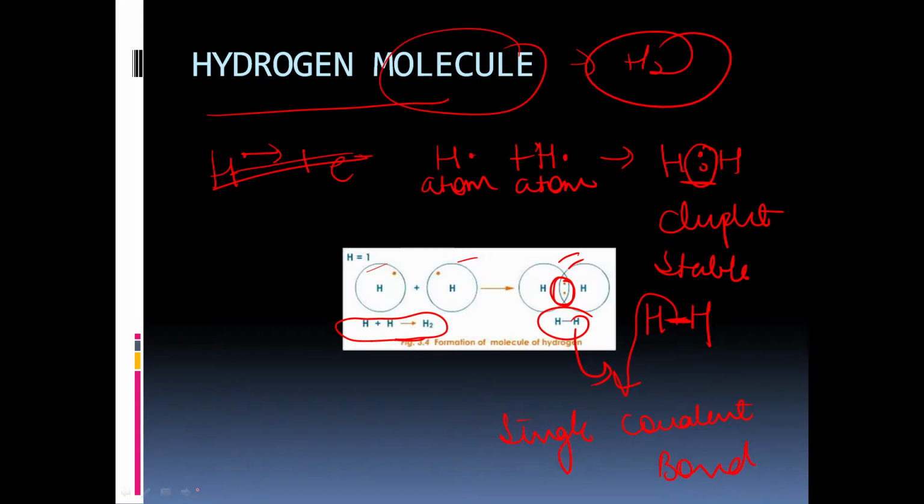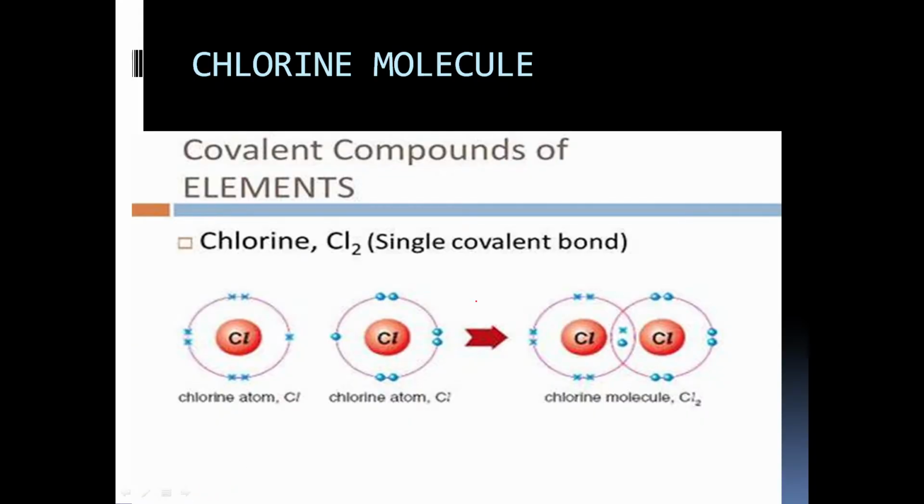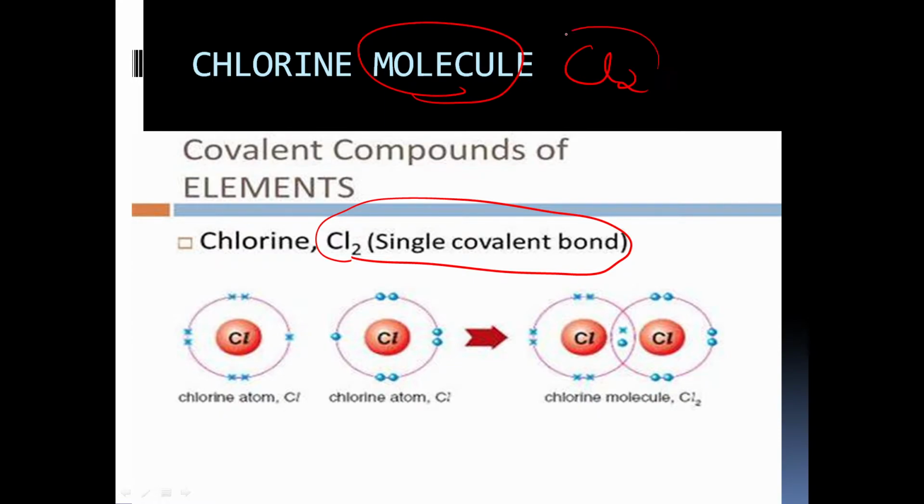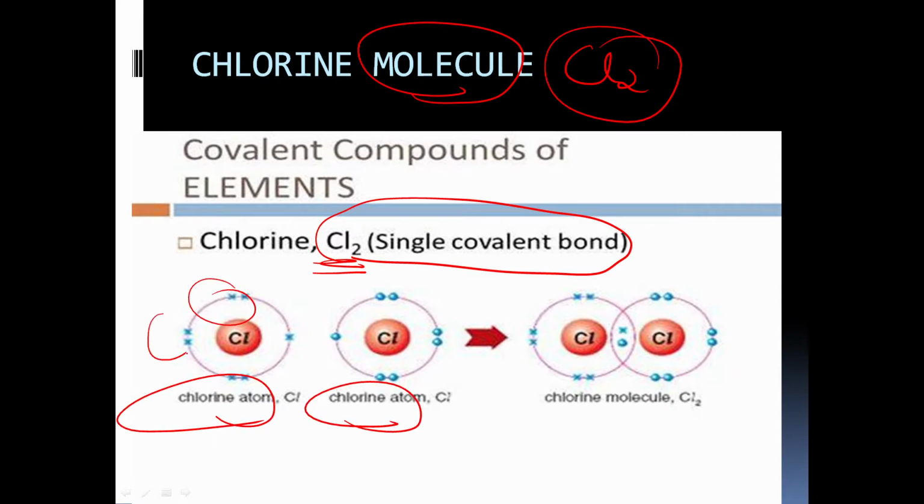Now let's move on to the chlorine molecule. Chlorine also has a single covalent bond. We are talking about the chlorine molecule, thereby it is Cl2. It's mentioned here as well. This is one chlorine atom, this is another chlorine atom. They have 7 electrons in the valence shell, as you can see, 2, 4, 6 and 7. So these combine together, share these, and become a chlorine molecule.